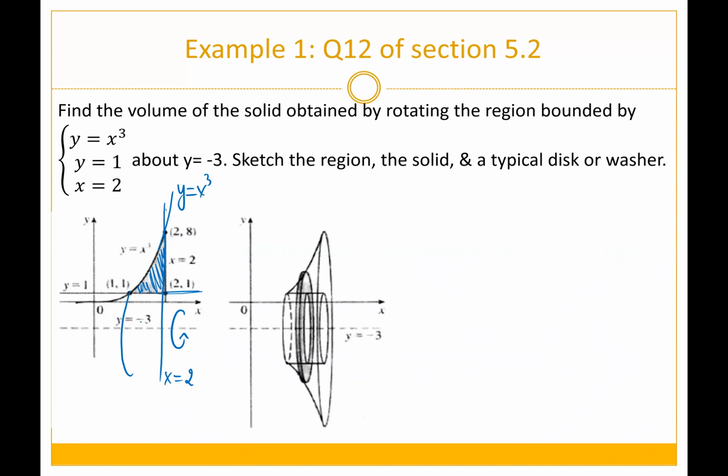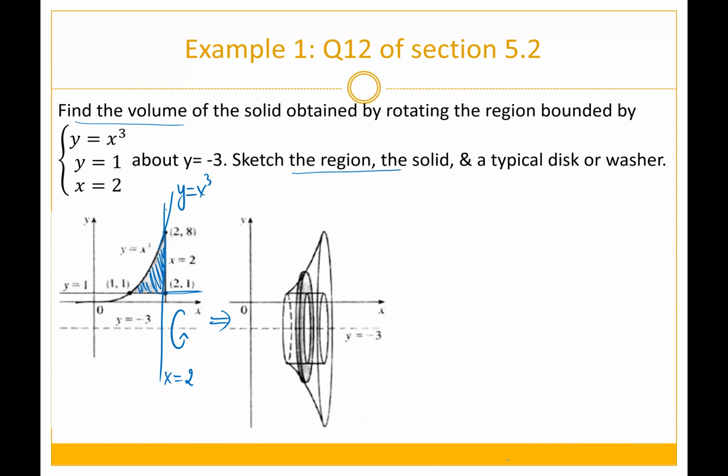Whatever we're going to have is this solid over here. So we sketched the region, and we did the solid and the typical dishwasher. Now we have to find the volume. First of all, we have to identify this is a washer because we have a hole inside. And this is rotating around an axis that is not the x or y axis. It's around y equals -3.